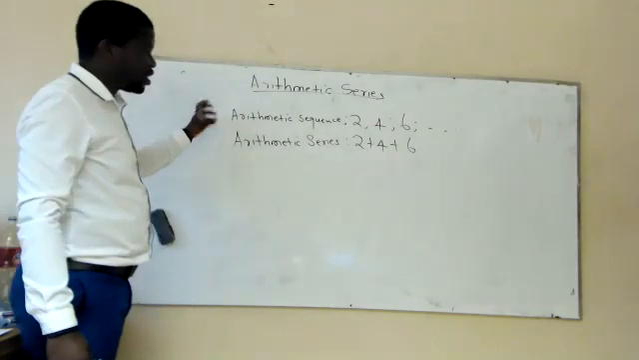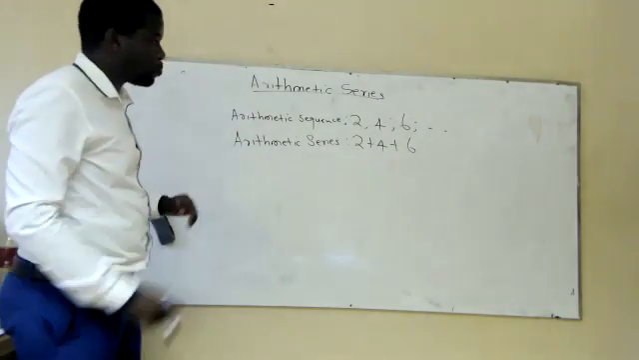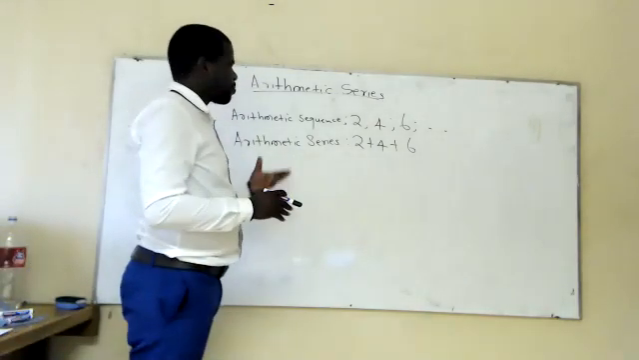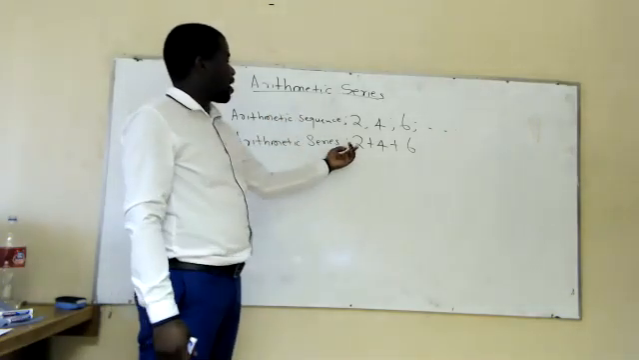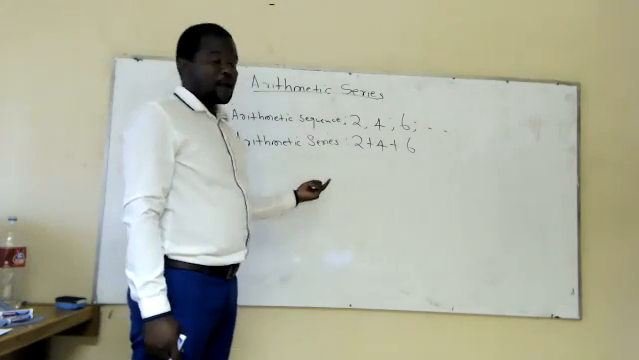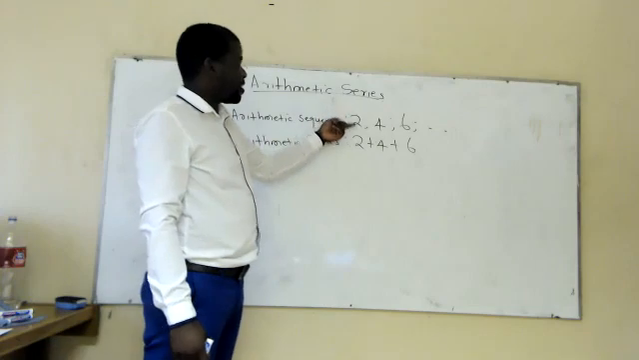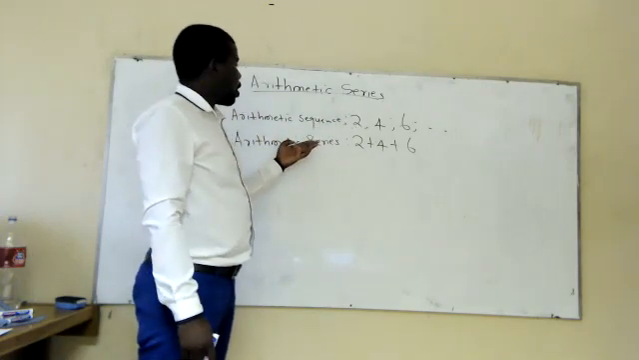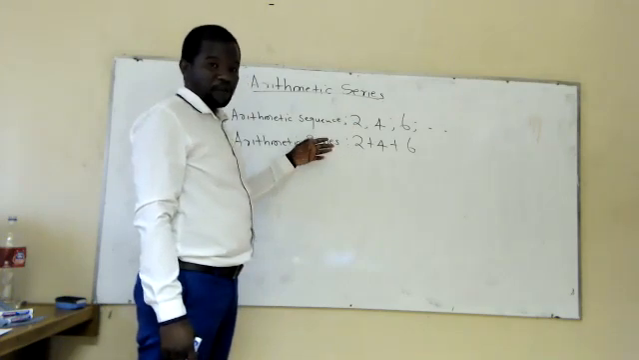So you should be able to distinguish that difference. It's very, very important for you to be able to spot that. But other properties are exactly the same. The first term of an arithmetic sequence is the same as the first term of the arithmetic series. The common difference of the arithmetic sequence will be the same as the common difference for the series. So you must be able to spot that.